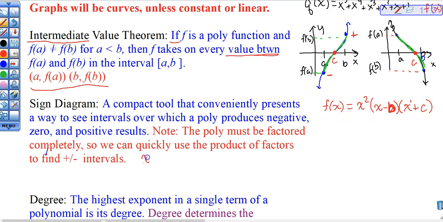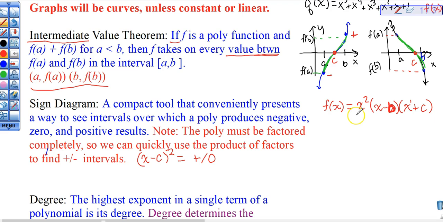Something to note that you could write down over here. When you have some linear quantity squared, where it's x, it's quadratic, but it's a perfect square. Squares always produce positives or zeros. If I square a -5, what's -5 times -5? 25. It doesn't matter what I square, I'll get a positive result unless I square 0. 0 squared is 0.